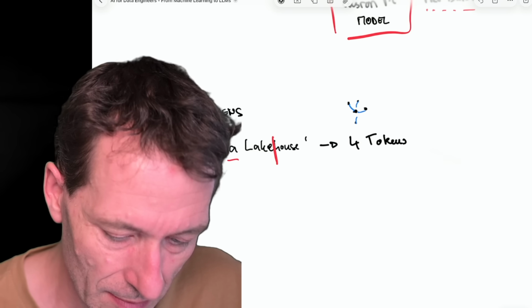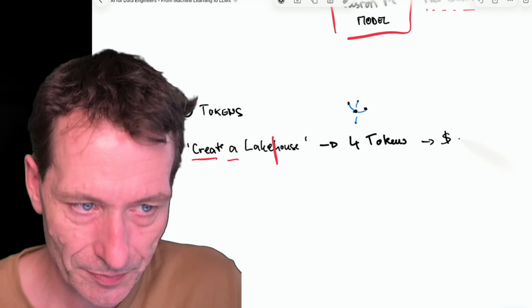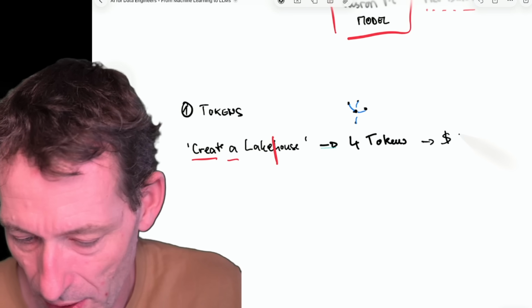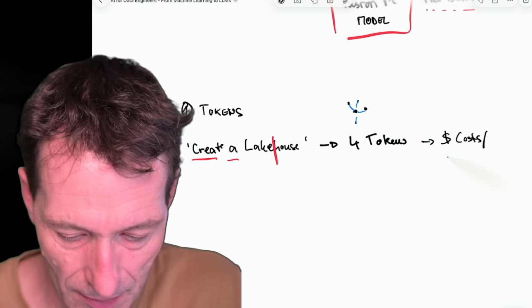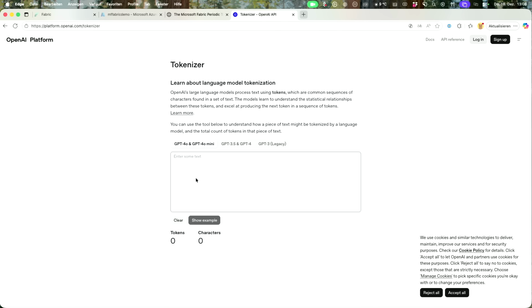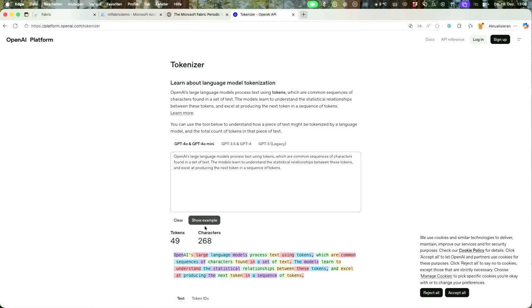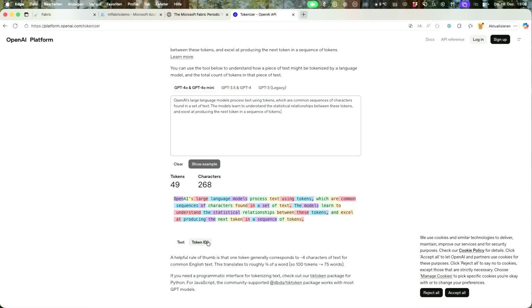This is the reason why the costs are always measured in tokens. So in every large language model, you have costs per token. This is the OpenAI tokenizer, and you see the tokens are cut out of the human words into machine words. And we can even display the token numbers here.